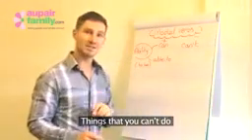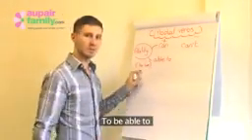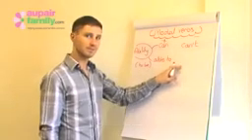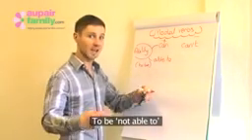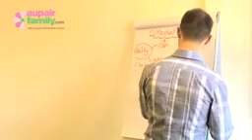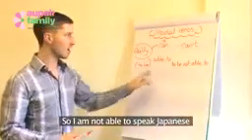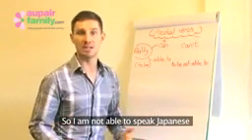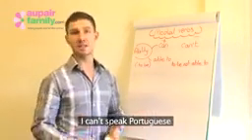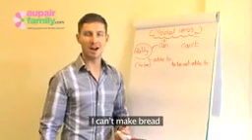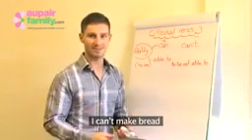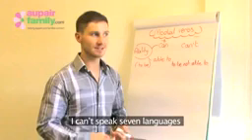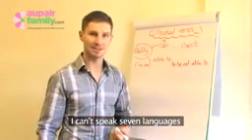Things that you can't do. And what about the negative of this? To be able to. The negative? To be not able to. So I amn't able to. I amn't able to speak Japanese. I can't speak Portuguese. I can't make bread. I can't speak 7 languages.